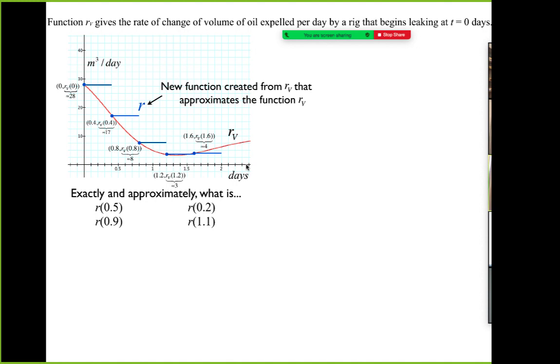Let's see, Sarah, Donna, Elizabeth, Ashley, any idea? Why are we doing that? We've got the exact rate function. It's perfect. It tells us the rate of change at every moment. Why do we do this? Why do we make this very bad approximation of it? What's the point?